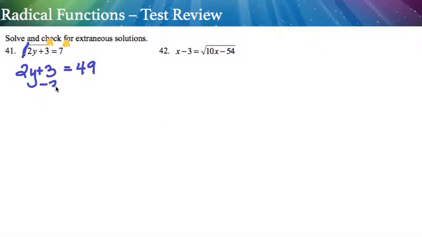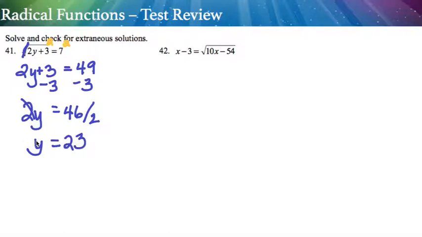Now I'm going to subtract 3 from both sides, and I get 2y equals 46. So if I divide by 2, which I'm going to divide by 2 over here, I get y equals 23. Okay, now if I go back and check this in the original equation, 2 times 23 is 46, 46 plus 3 is 49, and the square root of 49 is actually 7. So this answer works. Okay?